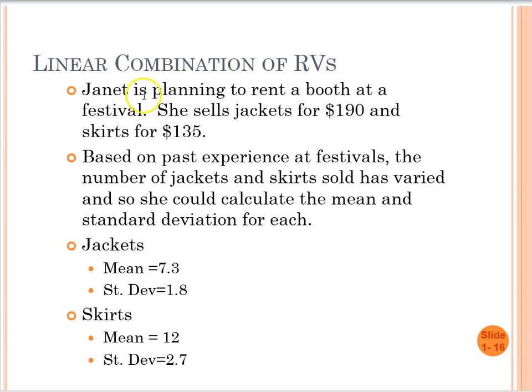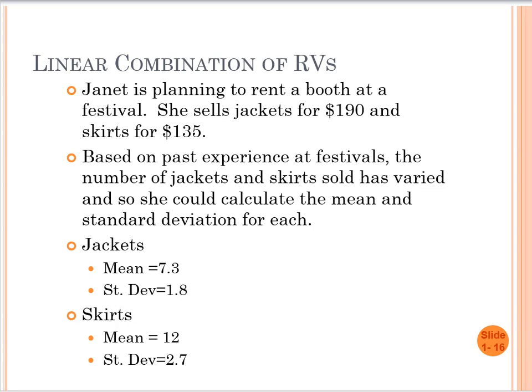So here we have Janet, who rents booths at festivals so she can sell jackets and skirts. So she's an entrepreneur, and based on her past experience at festivals, she can figure out the average number of jackets she sells and the average number of skirts that she can sell. And then she also has variation from festival to festival, and that's what the standard deviation is capturing. So sometimes she sells more than 7 jackets, sometimes less.